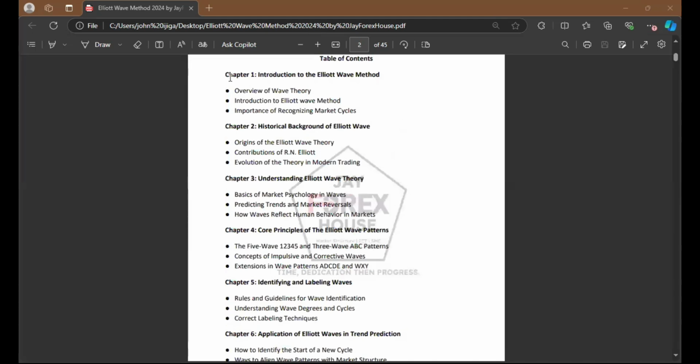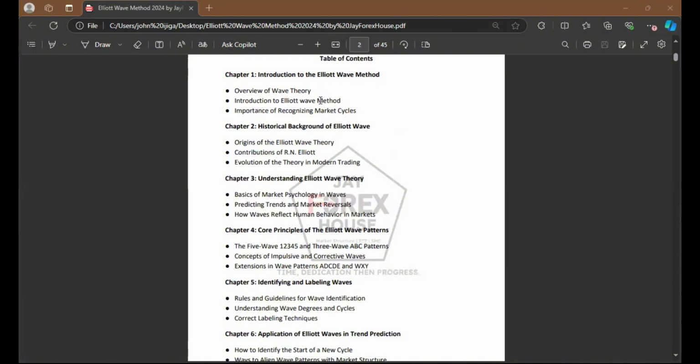So first of all, we have chapter one, which would be the basic introduction, an overview of the Elliott Wave theory, from the history and what it covers, what it's all about. And then we move over to the introduction to Elliott Wave method, which is where I introduce you guys to the corrective and impulsive patterns.